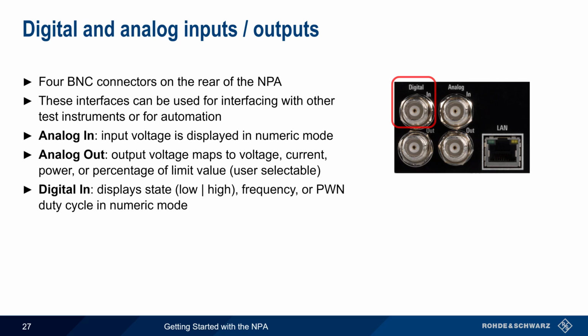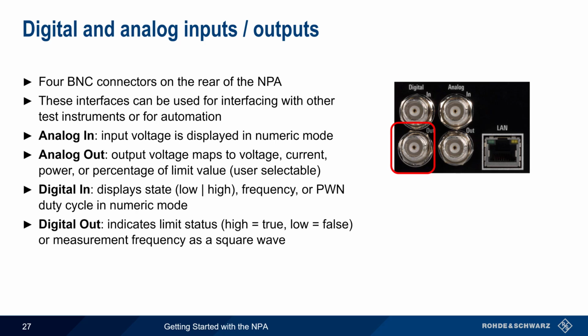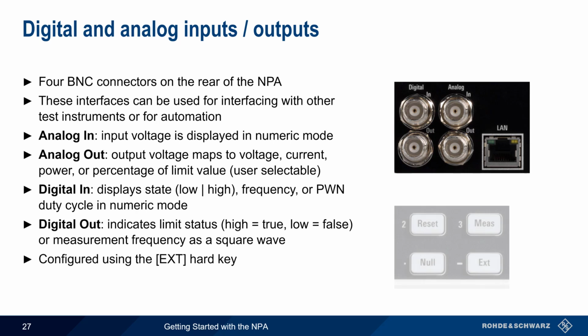The digital in connector can be configured to display whether the input is high or low, or it can output the frequency or duty cycle of an external pulse width modulated signal. And digital out can be used to either indicate a passing or failing limit value, or it can output the measurement frequency in the form of a square wave. The external hard key is used to configure the behavior of these inputs and outputs.